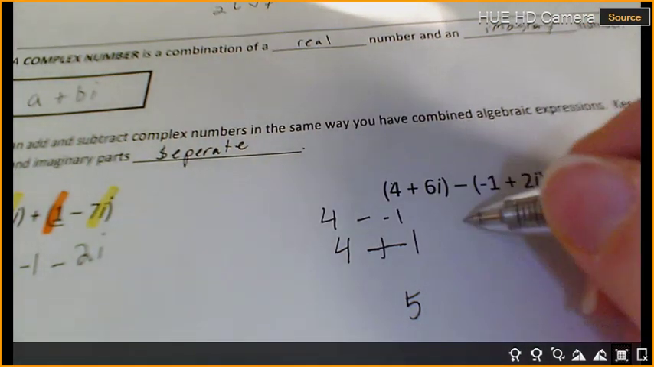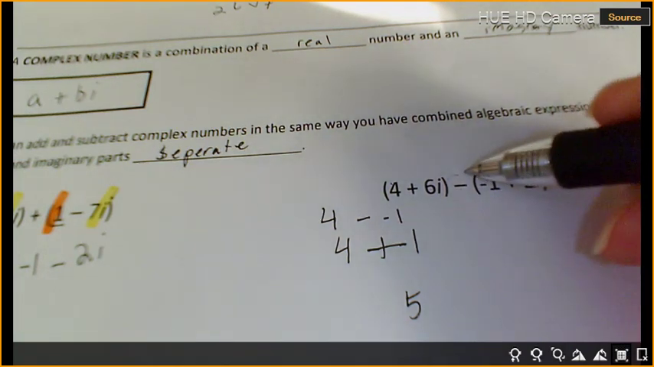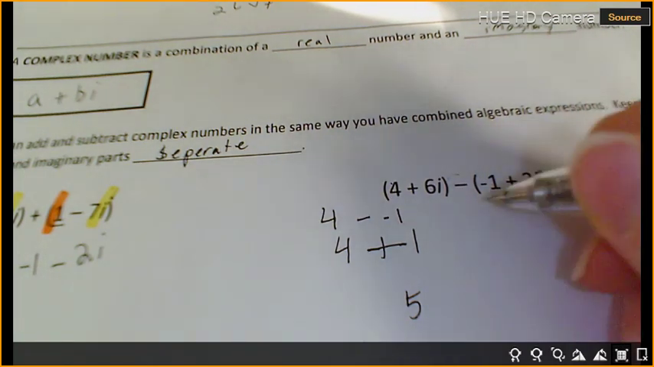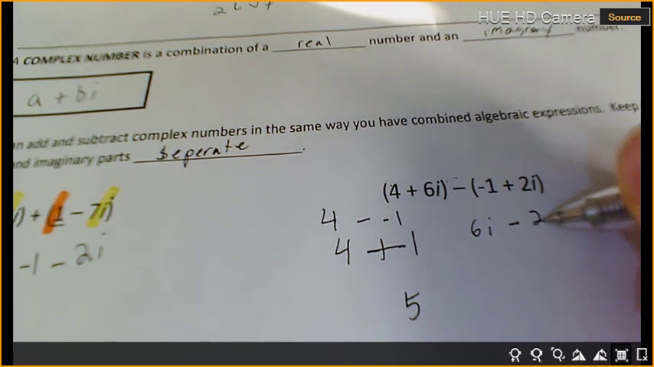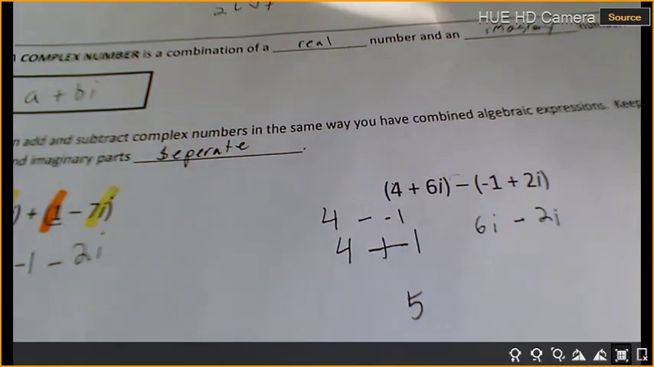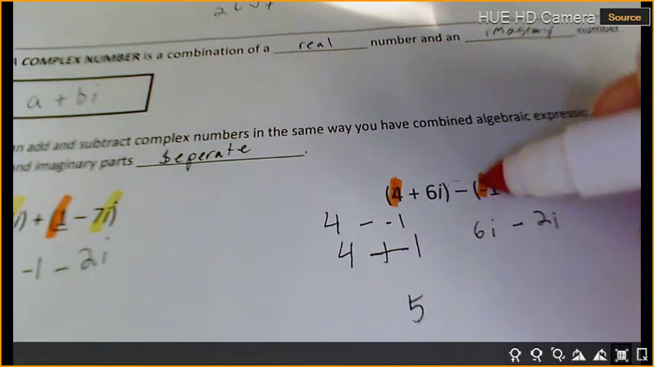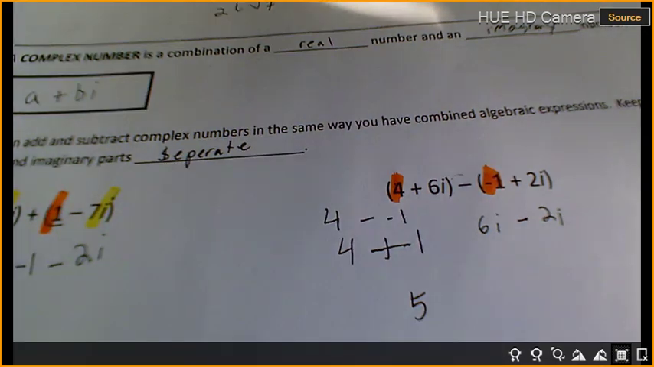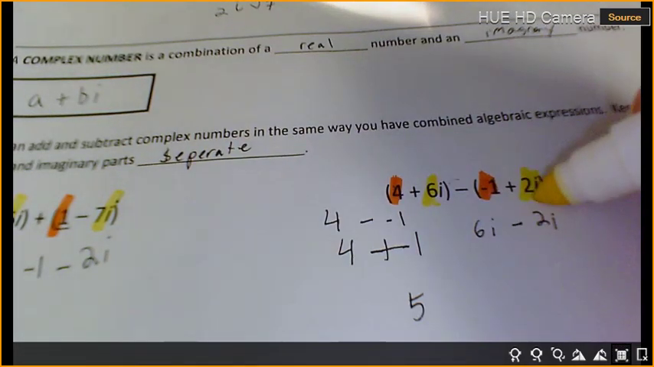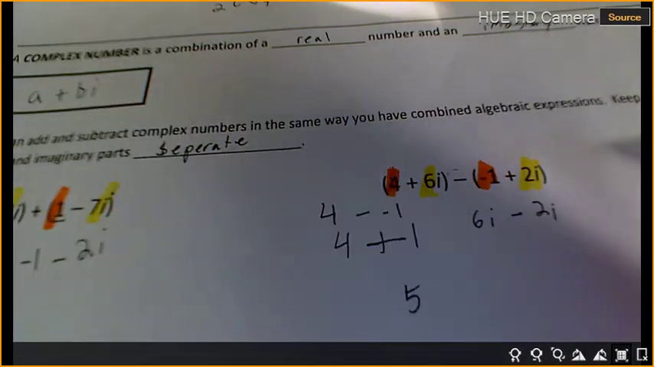Now, see this minus sign right here? Okay, good. 6i minus a positive 2i, because I'm just combining terms. I'm just writing them separately. So it's going to be 4. I did these two. Now I'm going to do the i's. 6 minus 2 is 4. 4 what? 4i. Plus 4i.